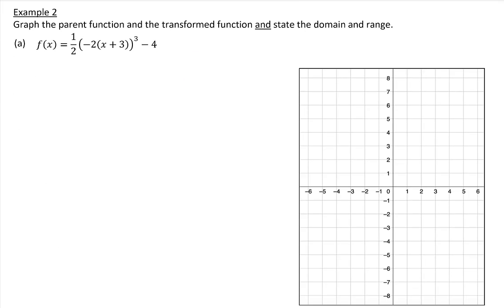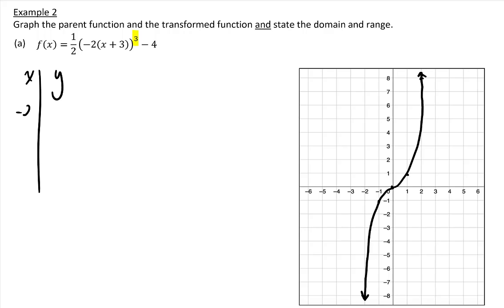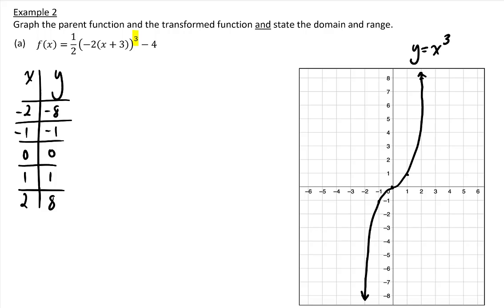So notice our next function we have is a cubic function. How do we know? Because of the cube sitting right there. So let's start by drawing our base graph. And let's draw our base table. So for us, we'll just choose values of -2, -1, 0, 1, and 2. Which we know are -8, -1, 0, 1, and 8, if we cube each of those values. So this is our base graph, y equals x cubed.